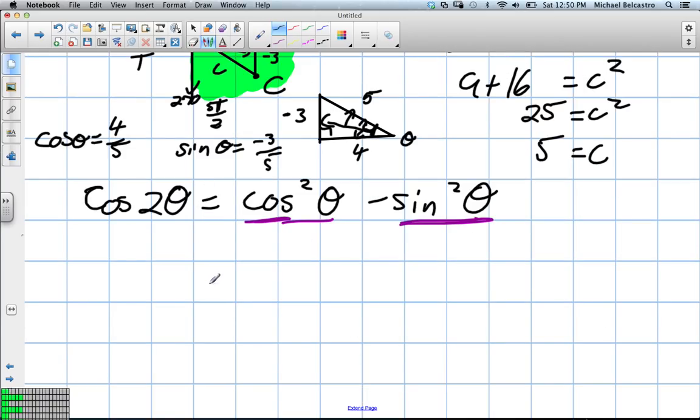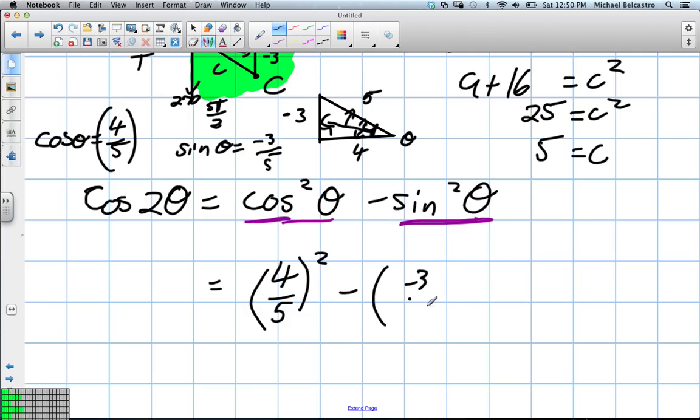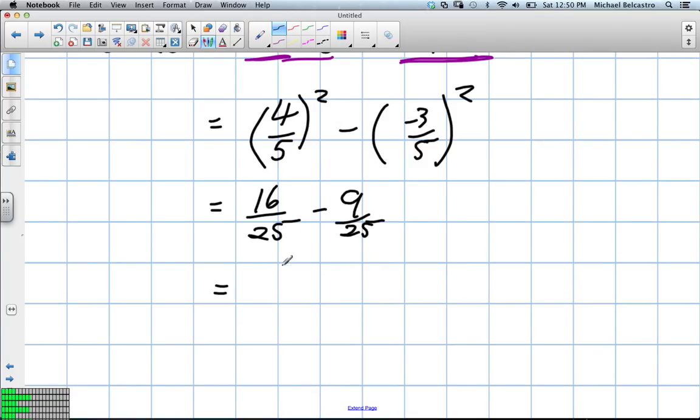So since we have that, for cos 2 theta, we can replace cos theta with 4 over 5. But because it's squared, we're going to have to square that value. And then we're going to be subtracting our negative 3 over 5, but because sine is squared, we're going to be squaring that value also. So we're going to have 16 over 25 subtract 9 over 25. That's great. We have common denominators for our fraction. 16 minus 9 is 7, so we have 7 over 25. Yeah, that's what they got.